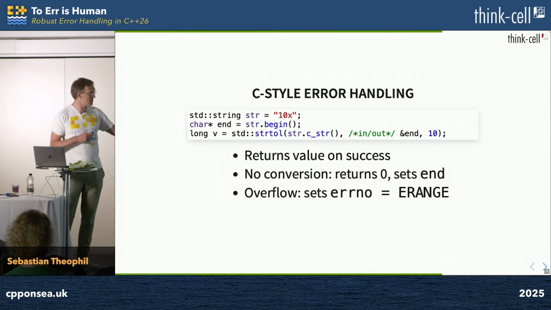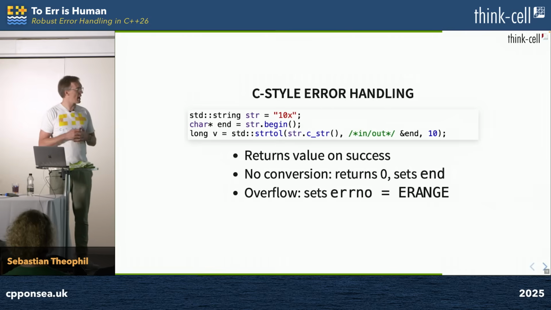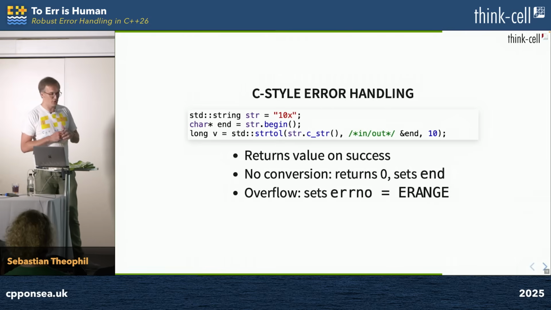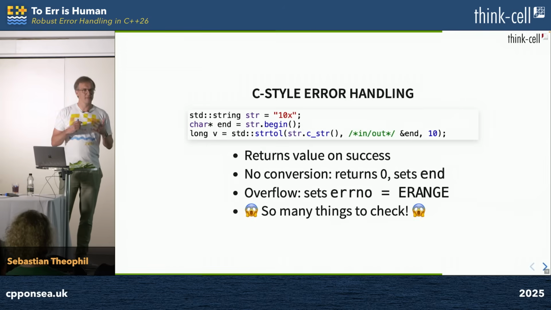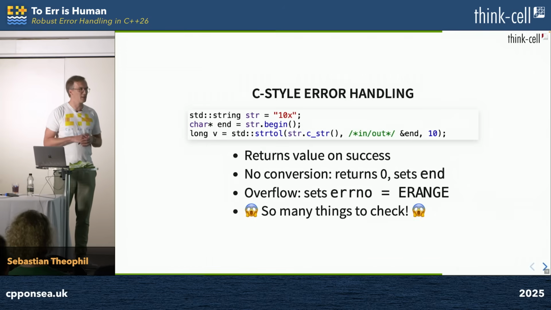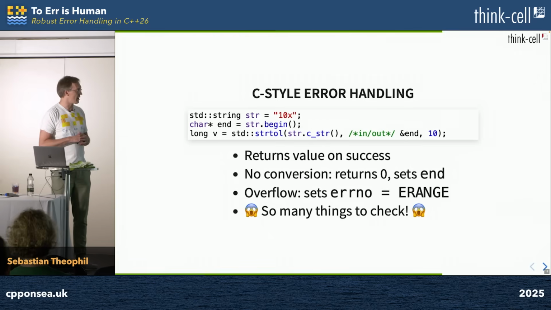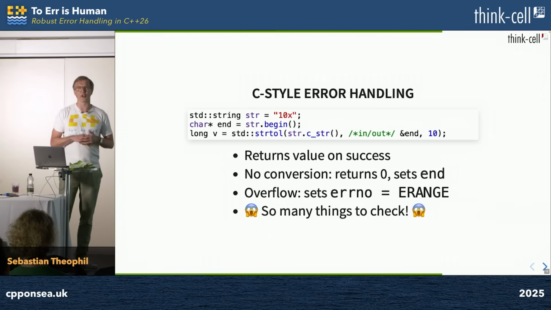But it also sets the end pointer to wherever it stopped parsing. There's the overflow case, where it returns, I think, integer max or min or whatever. But it also sets an error, the errno variable. And there are just a lot of things that we have to check to make sure this did what we wanted, and we didn't miss some of those error cases. So that's not very convenient.